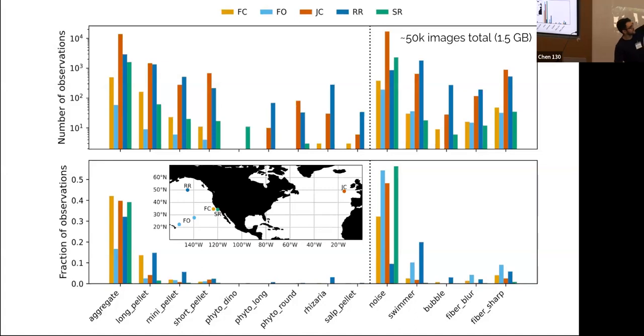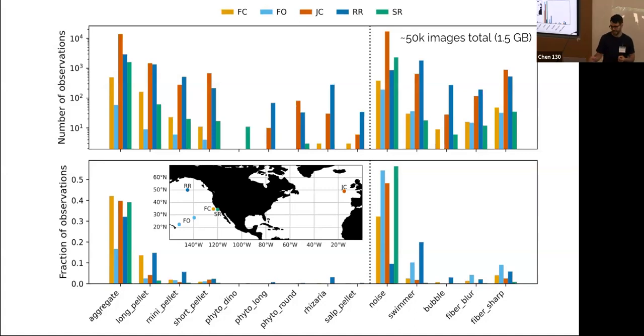And so on the top here, we just have the number of observations from each of five domains or sites that we have data from. So the top is just the count for each of the domains, and then in the bottom panel, it's the actual fraction for a given domain that belongs to each of the classes. And so the data is very imbalanced. And so that's sort of an issue that I'd like to work on.